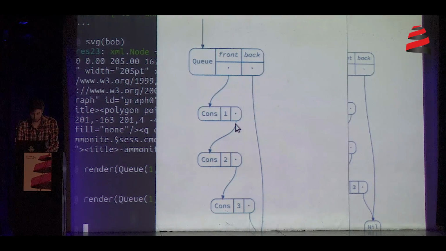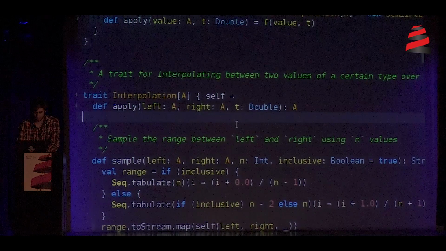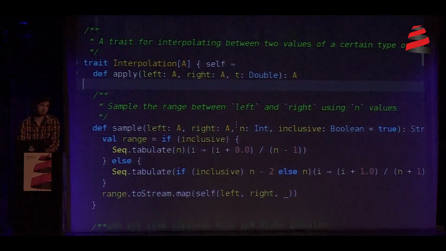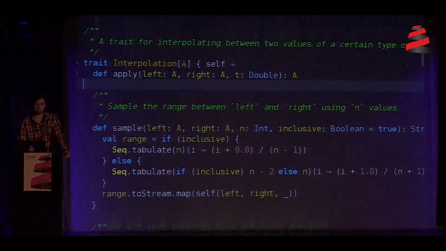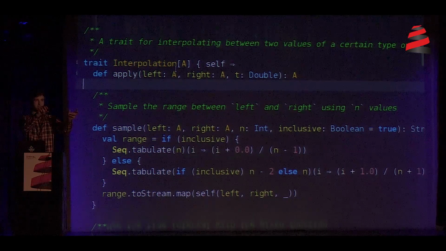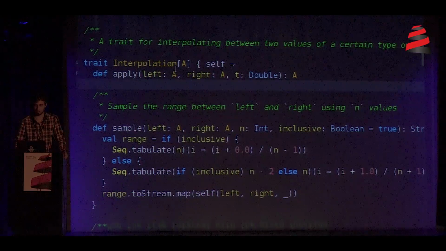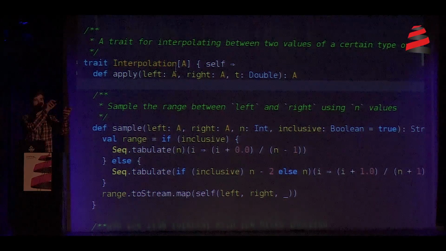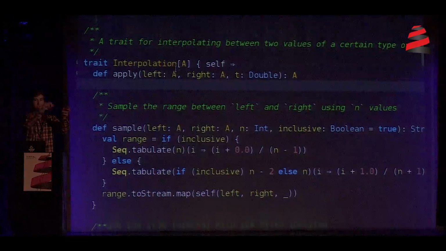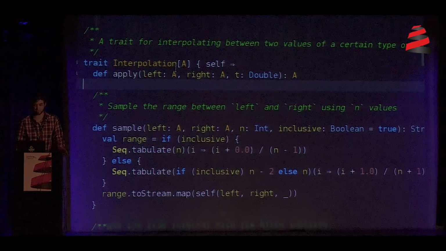So with that in mind, the abstraction that I came up with, it's called interpolation. And interpolation of A is something that, given two values, left and right, and a point in time between them, can produce an interpolation between those two values, right? And of course, if you can put a point in time, you can just sample the range between A and B, so you can have as many interpolation frames as you want.